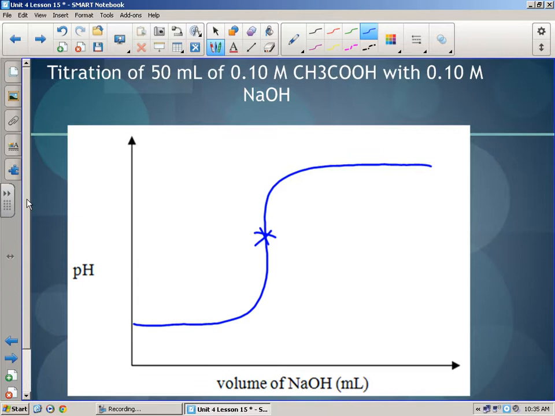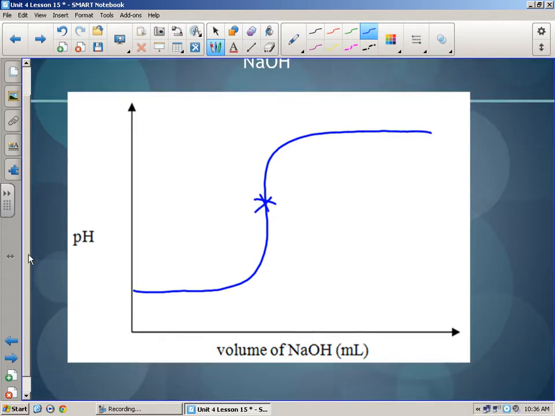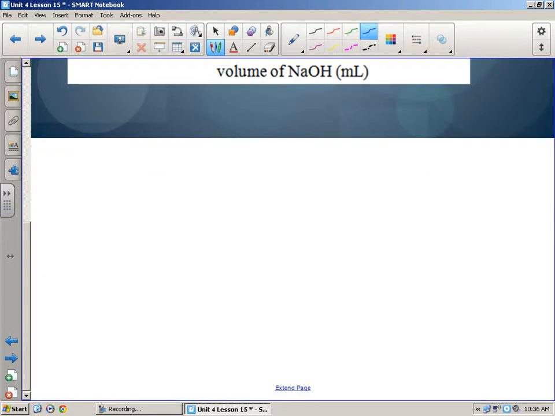All right, so it should start with an acid, of course, because you have 50 milliliters of the acetic acid in the bottom. Of course, you're adding sodium hydroxide, so the pH should go up. I'm going to have to do this at the bottom here because I'm not going to have enough room. So first of all, initial pH.